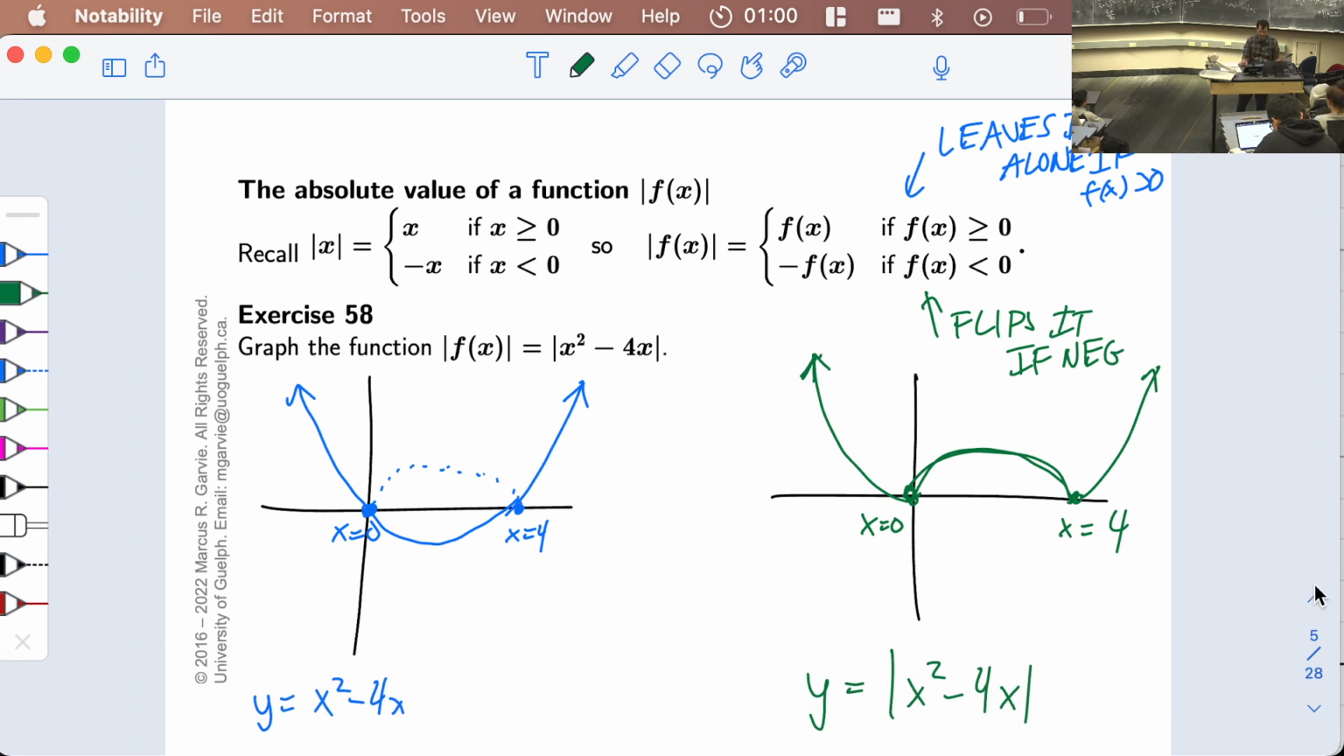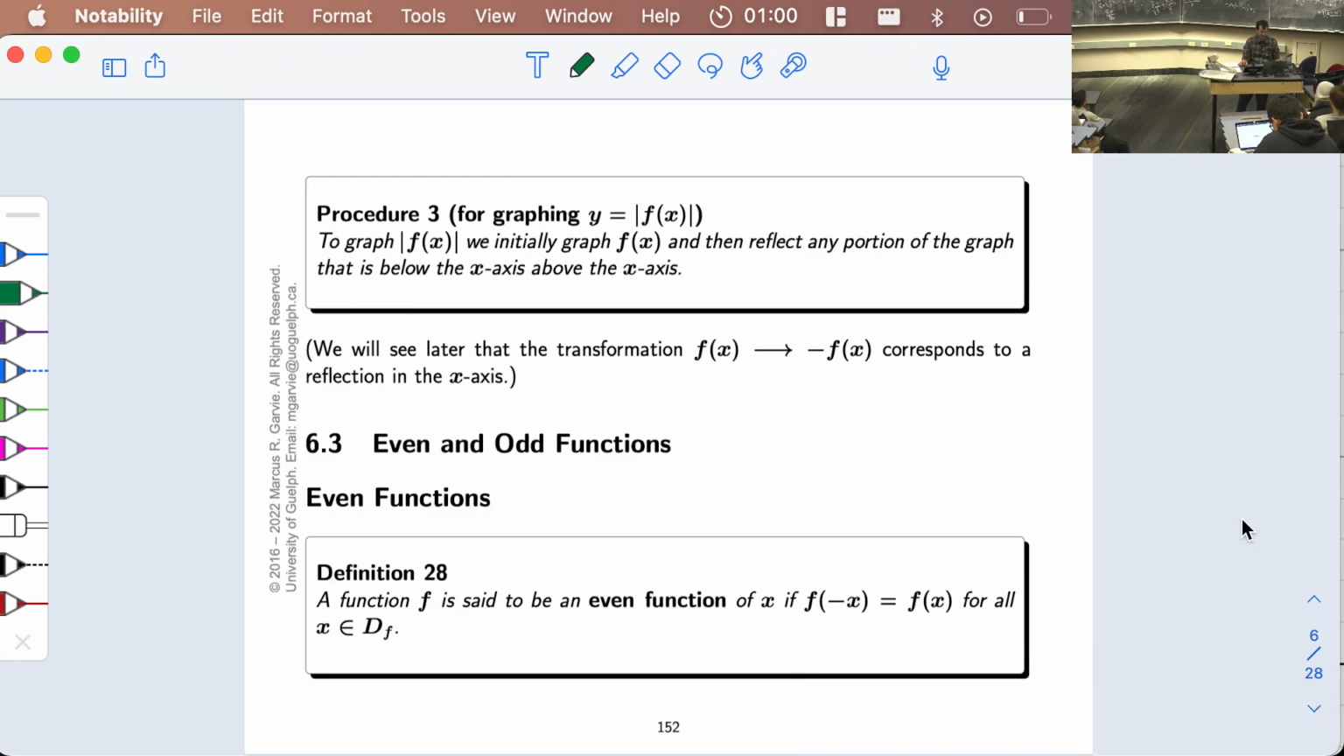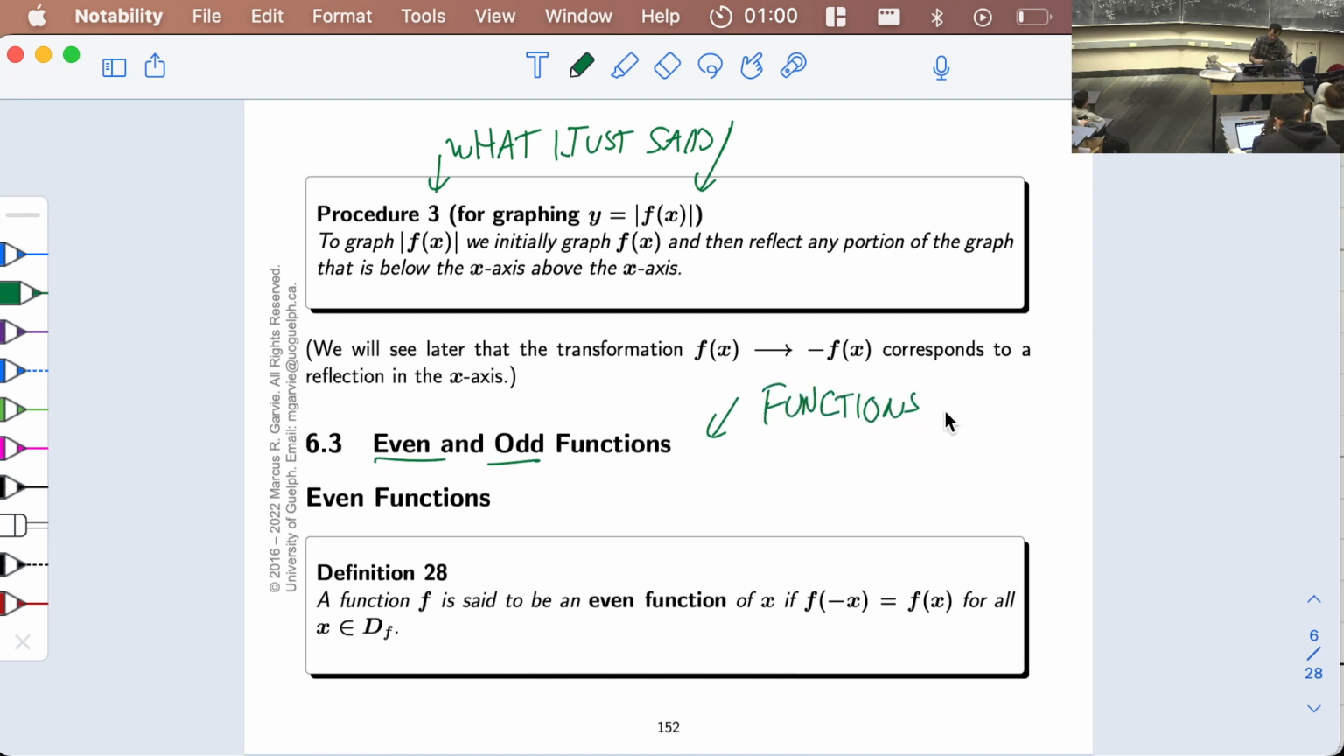Okay, we're going to move on to another concept, which is even and odd functions. This procedure is what I just said out loud, what I just said about flipping. So you can read it if you like words. Even and odd functions. The next couple sections are all about adjectives that you can apply to functions. Even and odd are the first two adjectives we're going to learn. These are functions with special properties.